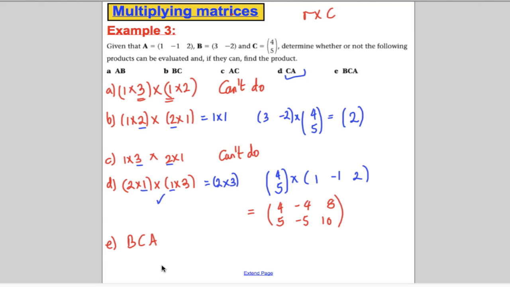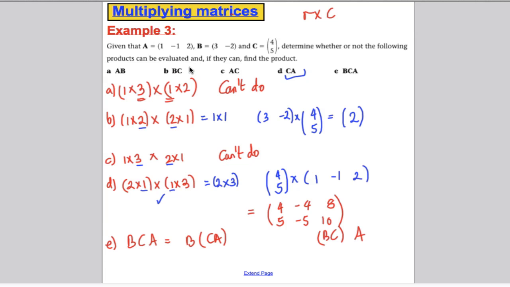BCA. Now, with something like BCA, you could first work out CA and then multiply it by B, or you could work out BC, get that answer, and multiply it on the left-hand side by A, whatever you think is easiest for you. Now, do we have the answers to any of these?